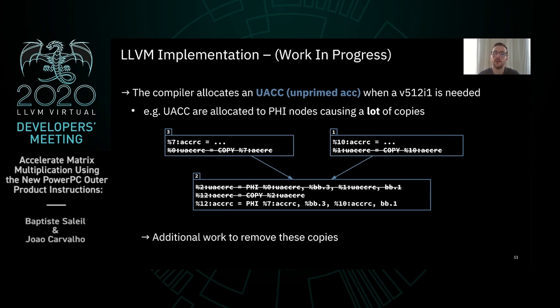In the specific case of the phi node here, we use the peephole optimizer to remove these copies. And so that's it for the instructions, the API and the implementation. I'm now passing it over to João.